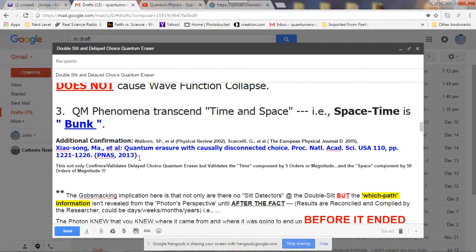Additional confirmation, there's a few of them. There's probably hundreds of them. The 3 I picked out. But the big one is this one, the quantum erasure with the causally disconnected choice from PNAS. This not only confirms and validates the delayed choice quantum eraser, but validates the time component by 5 orders of magnitude, and the space component by 50 orders of magnitude. This was space, their experiment was space-like separated by 45 kilometers.